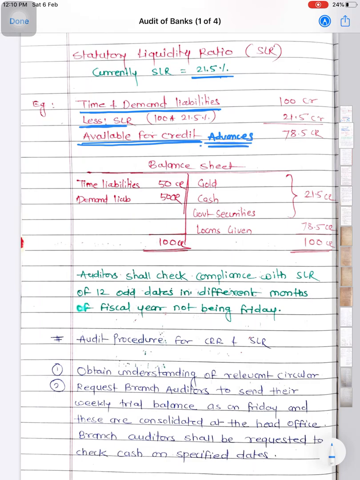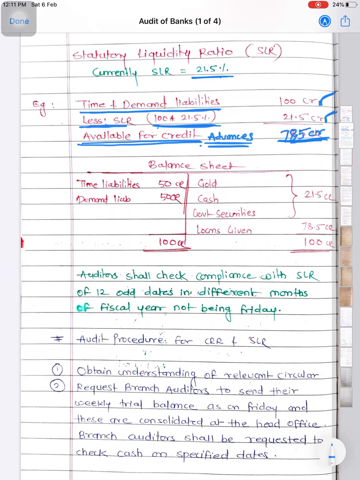So let's say the bank has a total of 100 crores as time and demand liabilities. Out of those 100 crores, 21.5% of 100, that is 21.5, the bank needs to keep as SLR, like liquid cash or liquid securities, and the remaining 78.5 crore will be available for advances. So this the bank can lend to borrowers.